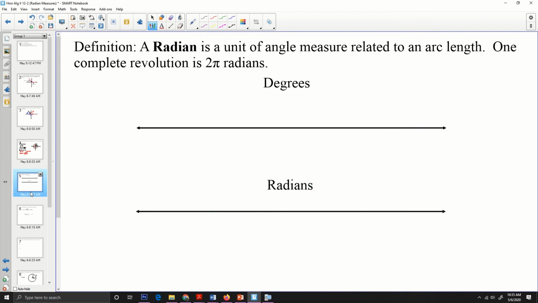All right. So, definition: a radian is a unit of angle measure related to an arc length. One complete revolution is 2 pi radians. So you're used to measuring angles with degrees, and radian is another way of measuring. You think of radians and degrees in a similar way to the way you think of yards and meters. They're measuring the same thing, but they're different lengths.